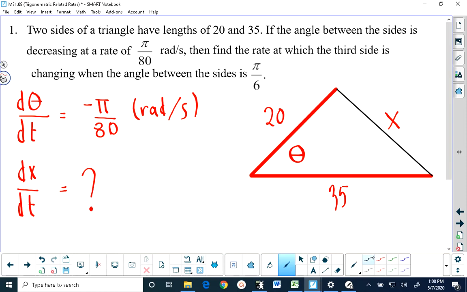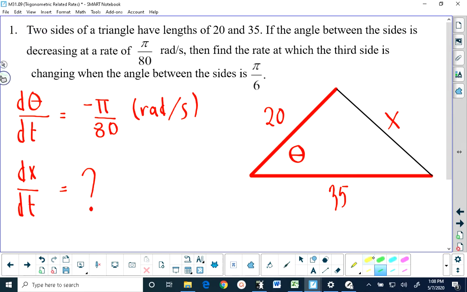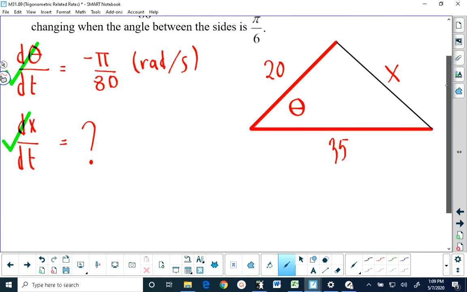Remember what I've told you before. Your first step in related rates problems is to compile a list of any rates of change that you want to find or that you know. And we've done that. We want to find dx dt, and we know d theta dt. That's the first step. So now that we've compiled that list of rates of change that we know or want to know, our next step is to come up with an equation relating the variables whose rates of change are in that list. And the two variables are theta and x.